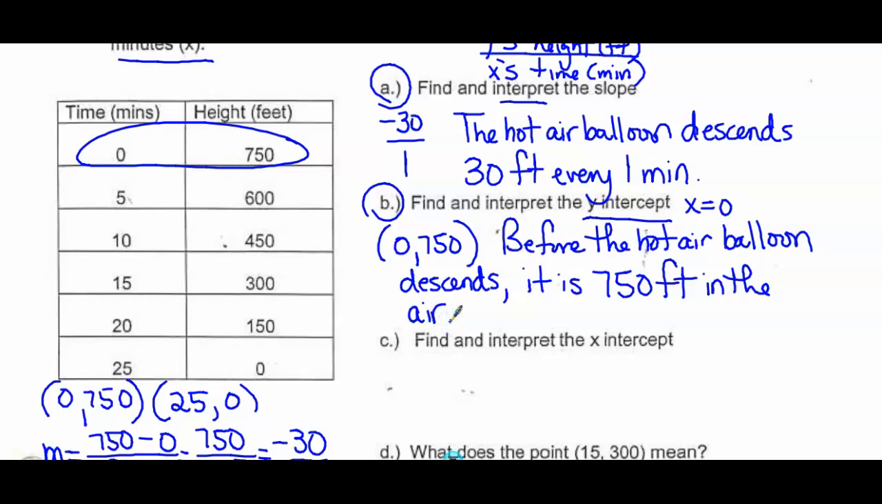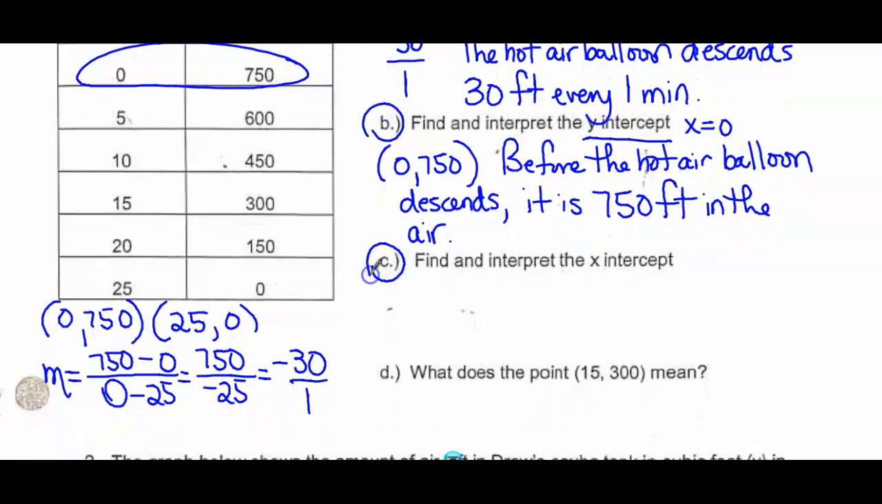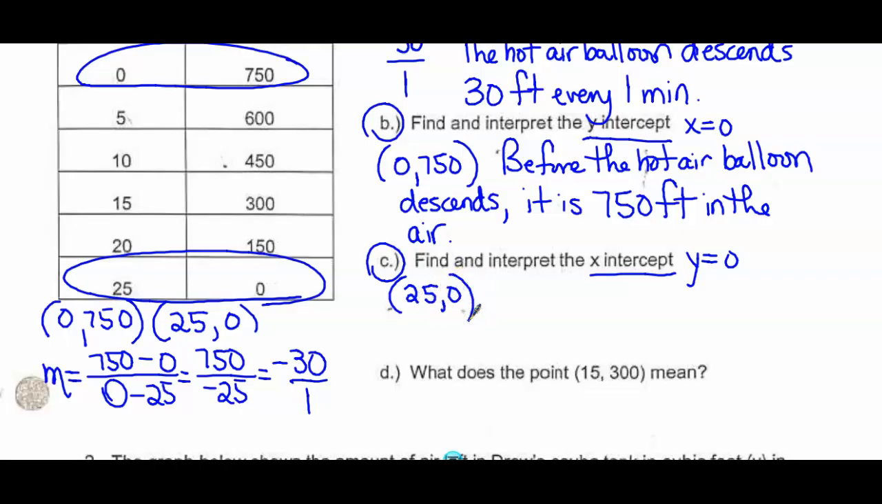Okay? Y-intercepts. The next one says find and interpret the x-intercept. So remember, an x-intercept is when the y is 0. Given a table, you look for where the y is 0, and we're going to write 25, 0. Now, I'm not going to say before now because 25 is minutes, so that's after 25 minutes. That 0 means 0 feet in the air. So what does that mean about the hot air balloon? The hot air balloon is on the ground.